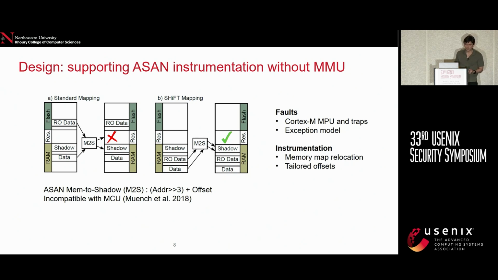So what we did here is to create a very specific offset in such a way that we organized memory areas, including the read-only memory areas, in RAM. And then based on this specific mapping, we were able to implement ASAN without an MMU and still support desktop-level instrumentation in an MCU, right?